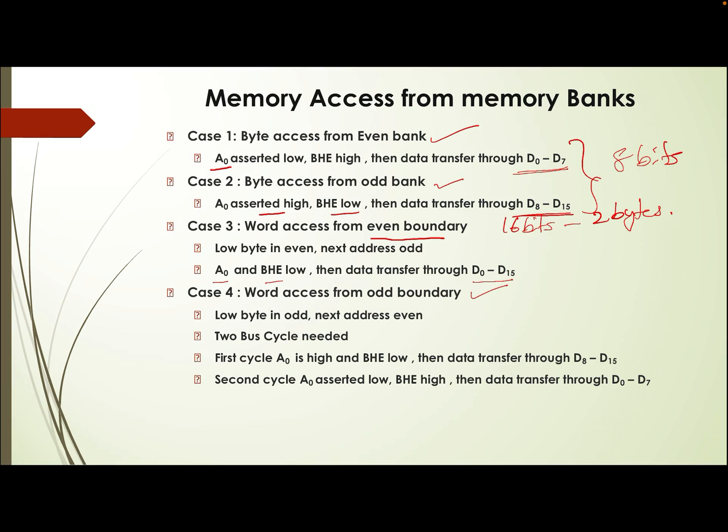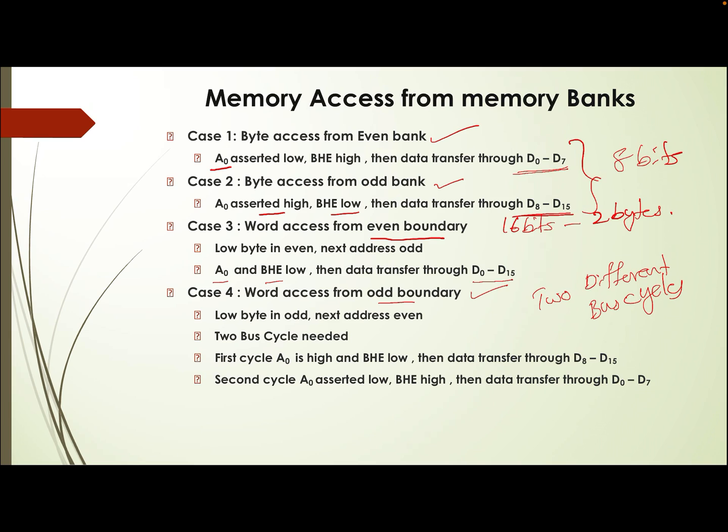Now look at the last case, case number 4. Here is the word access from odd boundary, where the word starts from an odd address. This cannot be done in one bus cycle. It must be done in 2 different bus cycles, so we must be very careful.